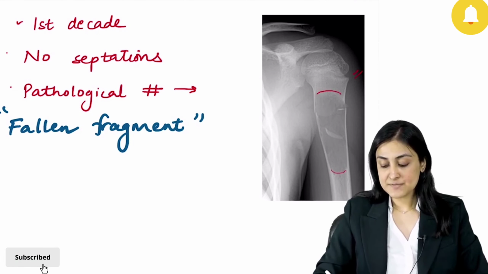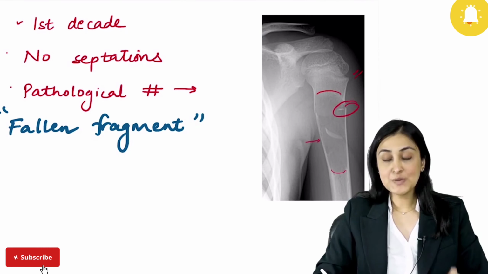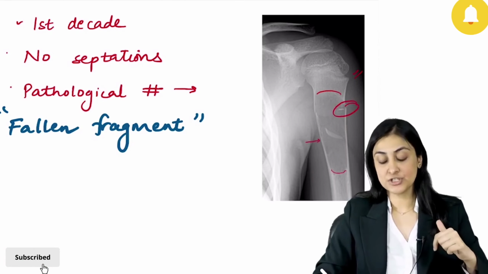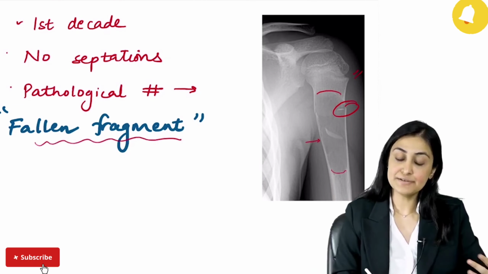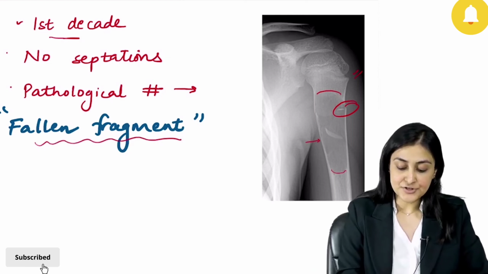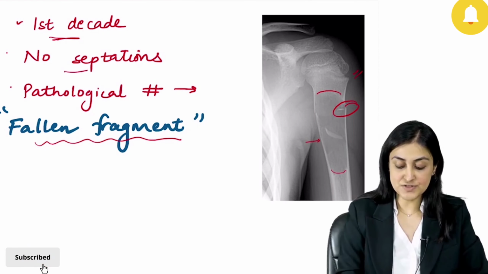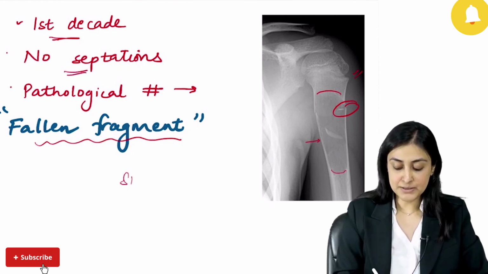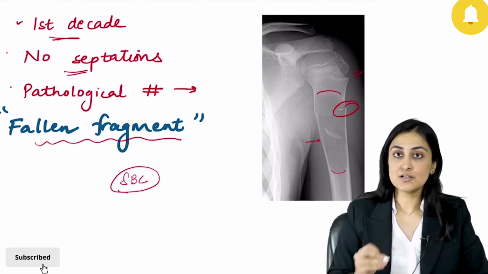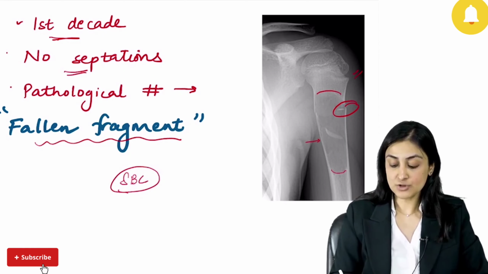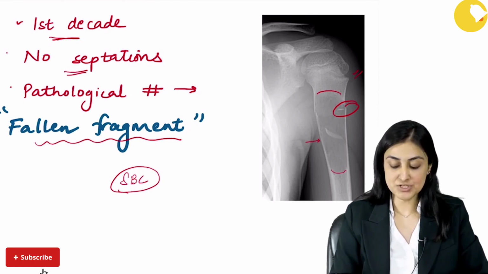Okay, and what is this fragment? You see that there is a pathological fracture here and the fragment is fallen into the lesion. Alright, so this is referred to as the fallen fragment or the fallen leaf sign, and in the first decade, no septations. This is a simple bone cyst. So metaphyseal lesion, centrally located, associated pathological fracture, no septations, simple bone cyst.